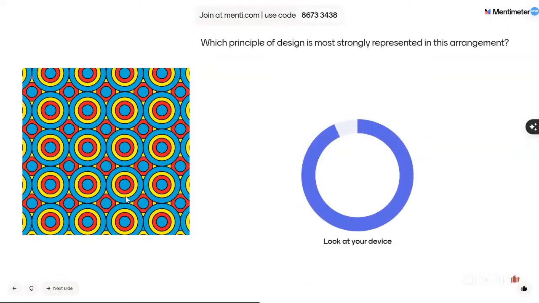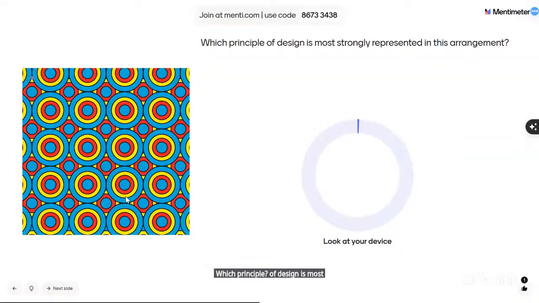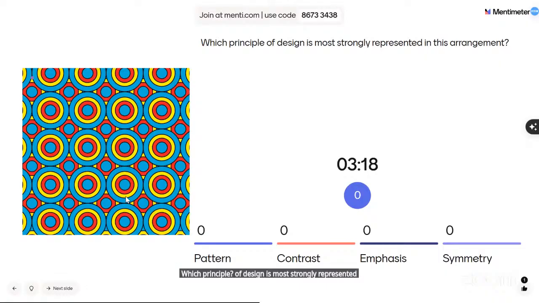So now you tell me in this, which principle of design is most strongly represented in this arrangement according to you? Whether it's the pattern or contrast or emphasis or symmetry.